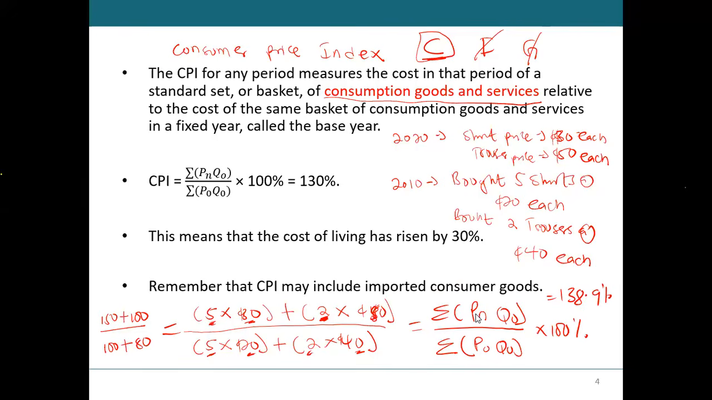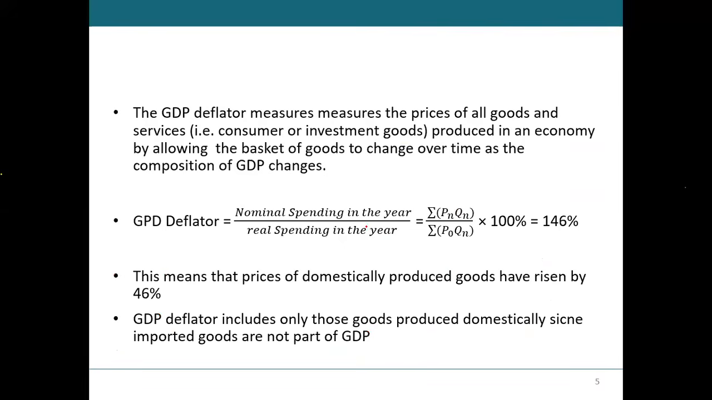Okay. Now let's go to GDP deflator. For GDP deflator, it takes a different approach. First of all, the GDP deflator does not assume fixed goods, but instead, the GDP deflator wants to know the value of all goods and services in this year divided by the value of the same goods and services, assuming we bought it in the base year.